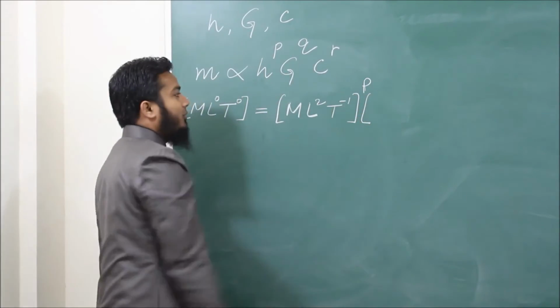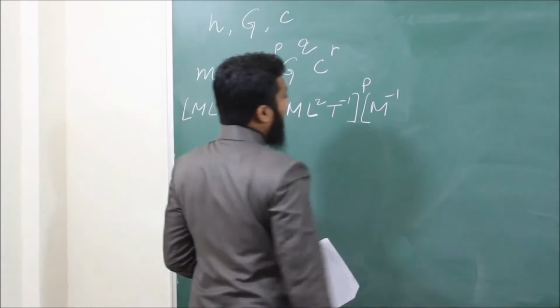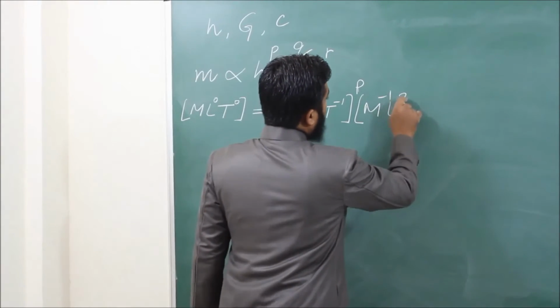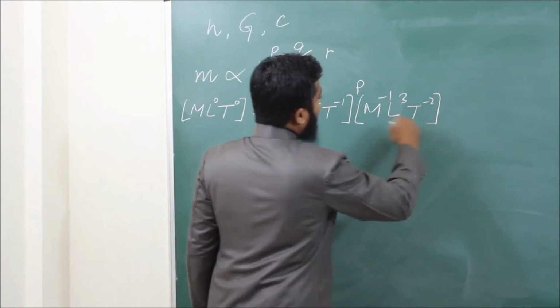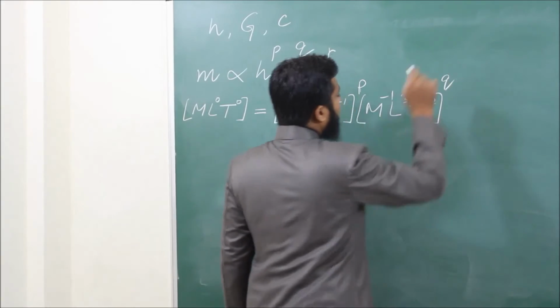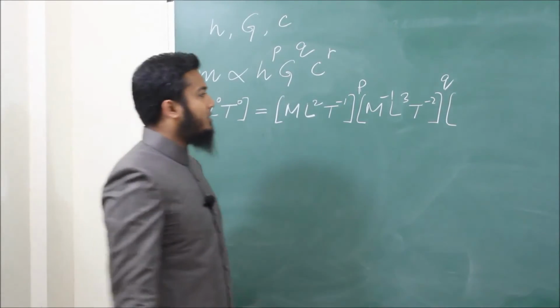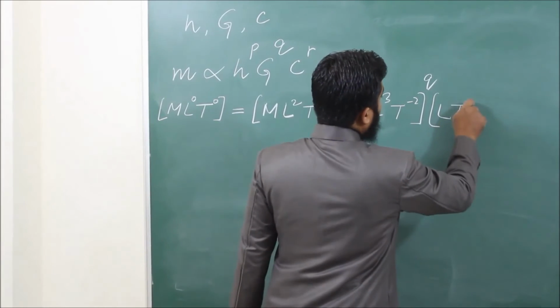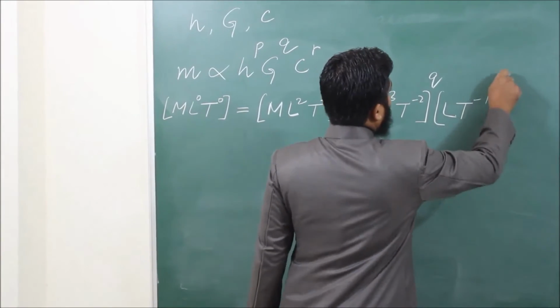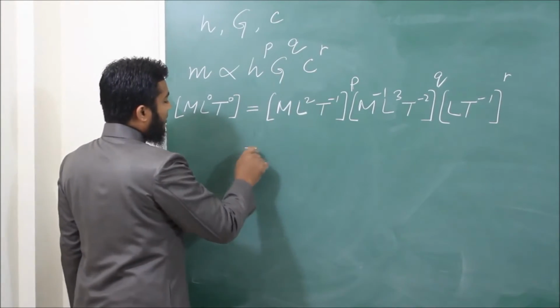Then the dimensional formula for gravitational constant, if you can recall, is [M^-1 L^3 T^-2], and this has whole power q. And then c is the speed, any other speed is dimensionally the same, so just [L T^-1] for speed, and it has total power r. Now collect the dimensions, the powers, on the right hand side.